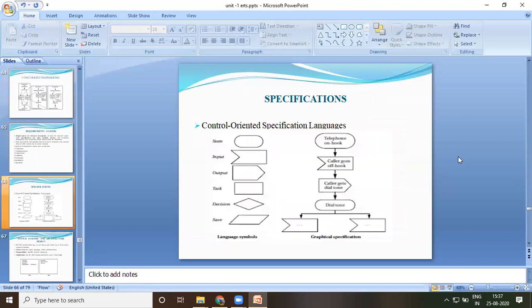The next one is specifications. These are the languages we use, like an algorithm or a flowchart in a C program. It's called control-oriented language specification. The first symbol is state, which defines the state of the particular embedded system design. The second one is input, the third is output, and the fourth is task, which task is being performed. Then there is the decision box, yes or no, and the save symbol used for the final implementation. That's called the control-oriented specification.